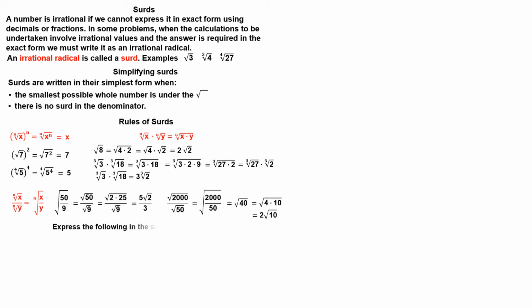Express the following in the simplest possible form. The square root of 27 is the square root of 3 times the square root of 9. Therefore, the square root of 27 is equal to 3 times the square root of 3.